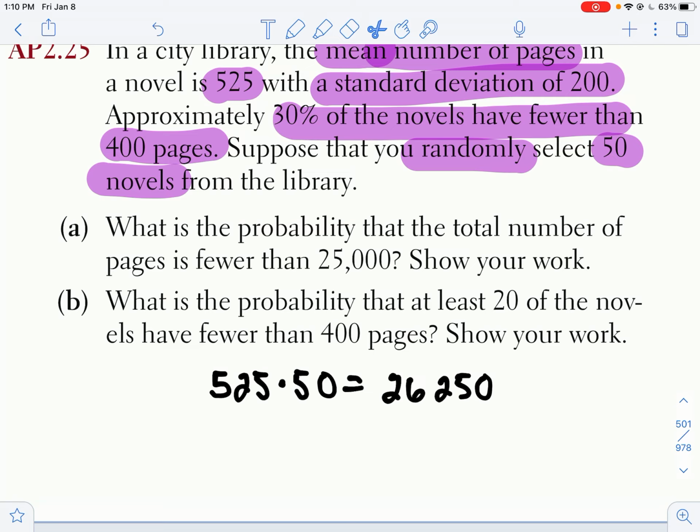Now for the standard deviation. This is where a lot of people tend to go wrong with this. Since we have a standard deviation for one book of 200 pages, a lot of people would just think, oh, we're just going to add 200 fifty times to represent all 50 of those books. But you have to remember, when you're combining standard deviations, you have to go to the variance first.